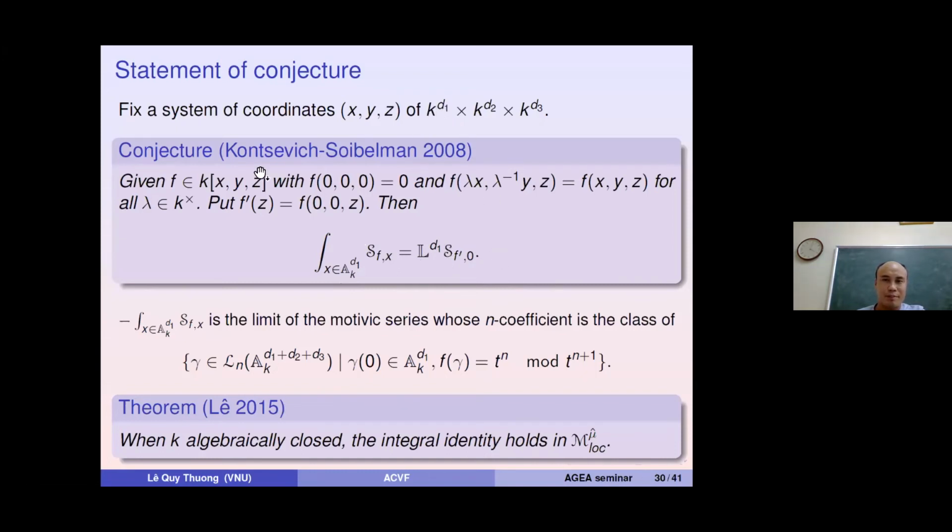D1 is the number of x variables, and this one is the motivic Milnor fiber of f prime at the origin. In 2015 I proved the conjecture for the regular case and for the conditional case, where the ground field is an algebraically closed field.